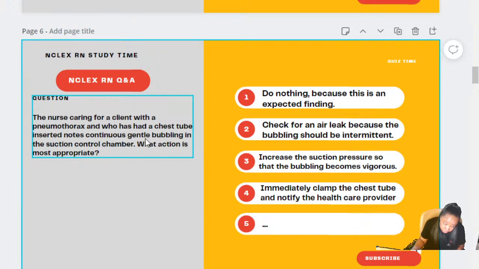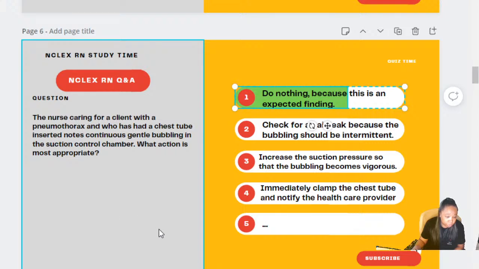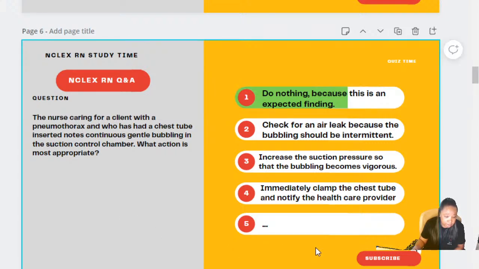Remember, if you go to the exam, this is one of the questions you will see. Gentle bubbling, gentle. Remember the word gentle. Gentle bubbling is normal in the suction control chamber. Okay? Gentle bubbling is normal. Okay, guys, so let's go to the next question.